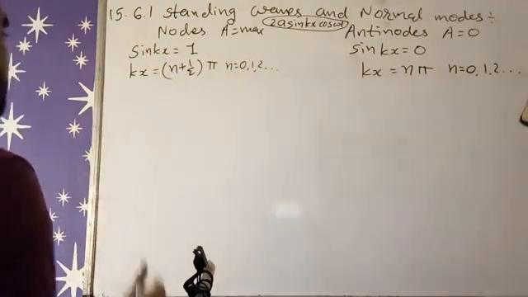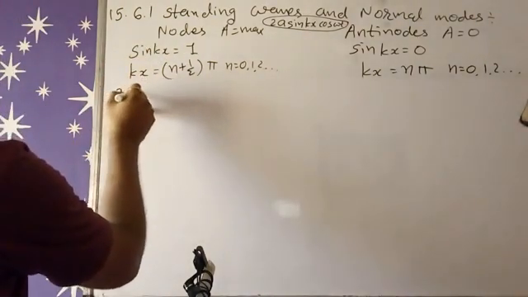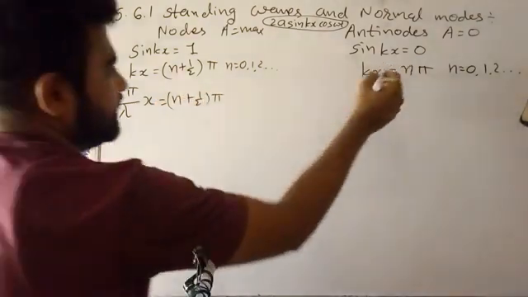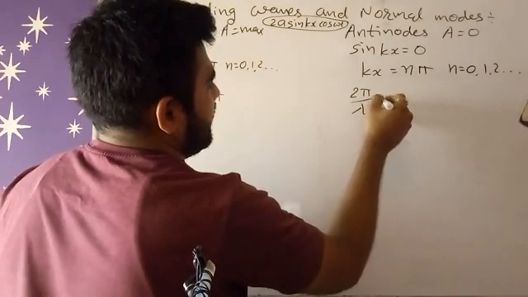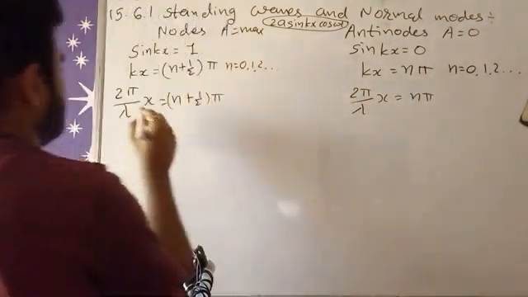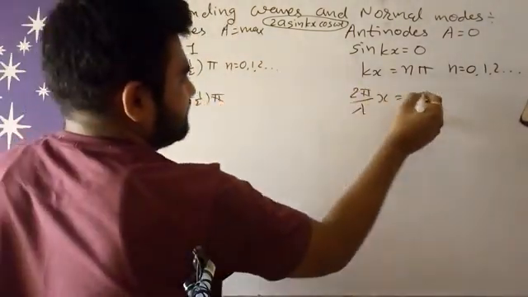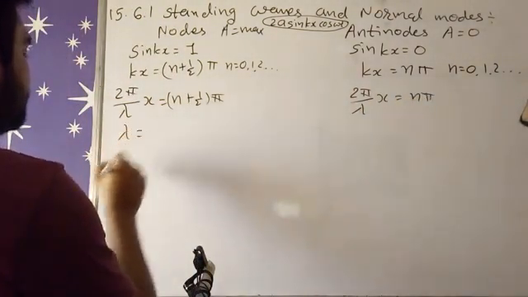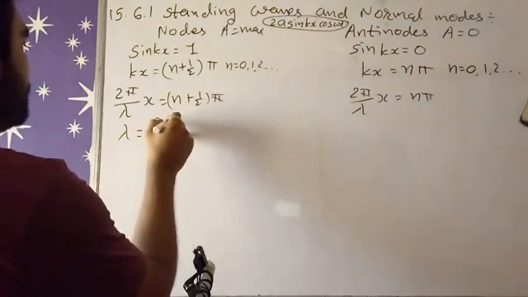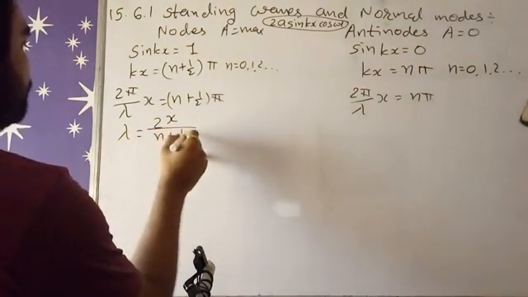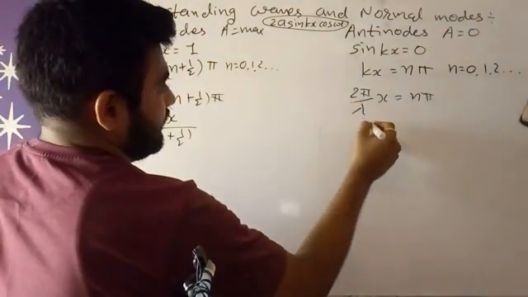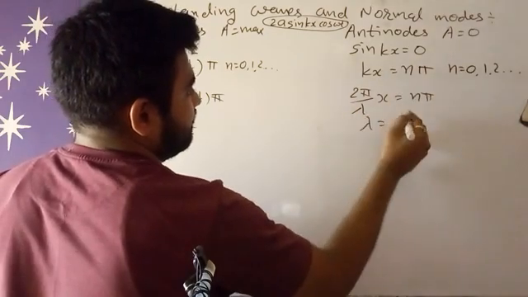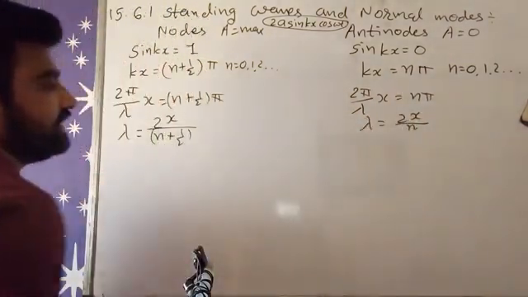Now this is kx. Now the k formula is 2 pi upon lambda, and x is equal to (n + 1/2) pi. Similarly here, k value is 2 pi upon lambda, and x is equal to n pi, right? Pi gets cancelled out here, pi gets cancelled out. So we are left with the lambda formula: lambda is equal to 2x upon (n + 1/2) here, and here lambda is equal to 2x upon n, correct?